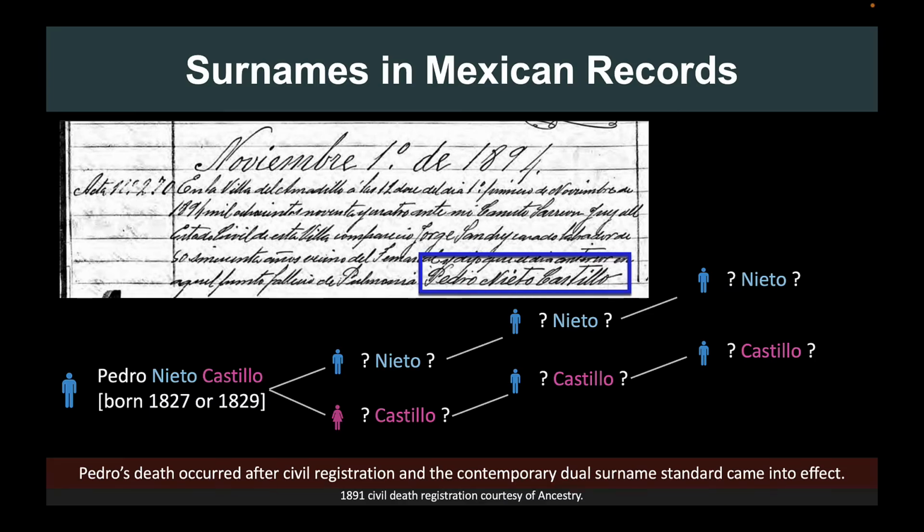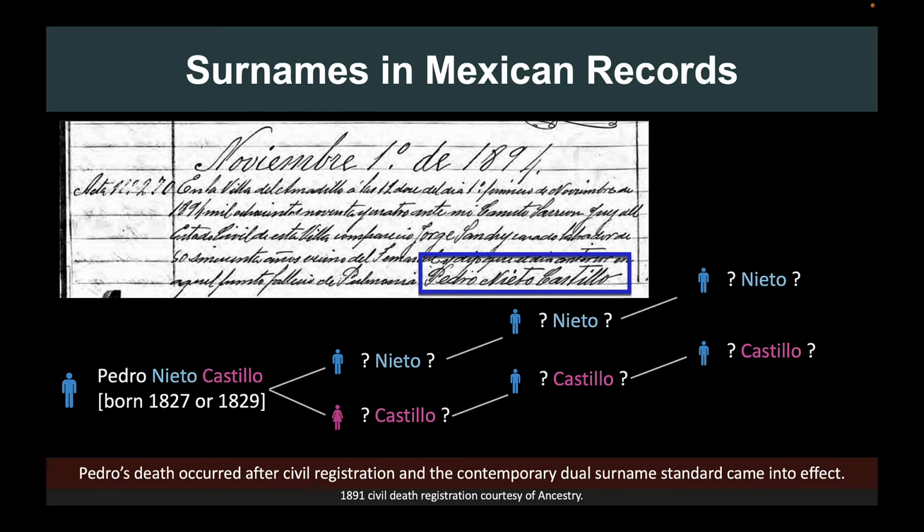Let's now look at where and how the dual surname can show up in the records. This is the top part of the 1891 Mexican civil death registration for my third great-grandfather, Pedro Nieto Castillo. We can see his name highlighted here in the blue rectangular frame. Pedro was the paternal grandfather of my great-grandmother Maria Nieto Compean, whom you just met. Pedro was born in either 1827 or 1829.